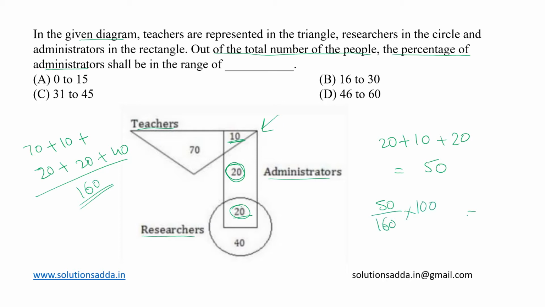So this evaluates to 31.25. And now we can see that from the given ranges, this falls into the 31 to 45 range. So we shall report this as the answer, 31 to 45. So option C.